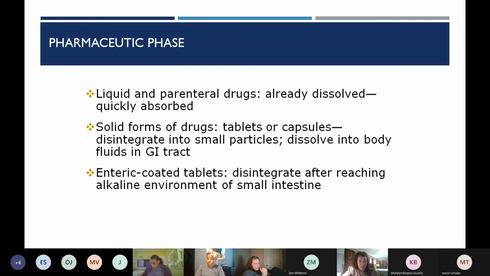Solid forms of a drug, like tablets or capsules, they have to first disintegrate into small particles and be dissolved into the GI tract in order for them to be made useful, right? And then enteric coated tablets, they're only going to disintegrate after reaching an alkaline environment. So enteric coated tablets are those tablets that have that thick coating on the outside.